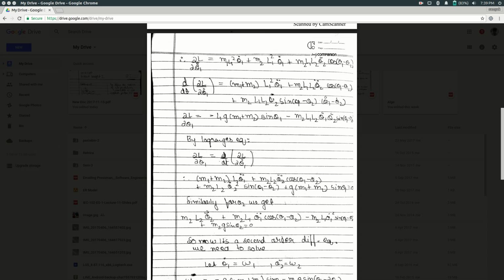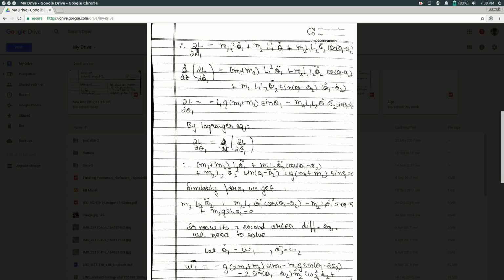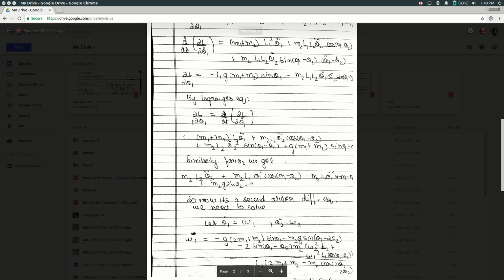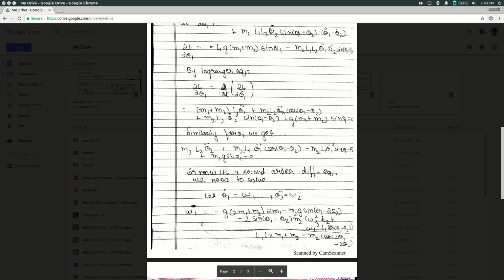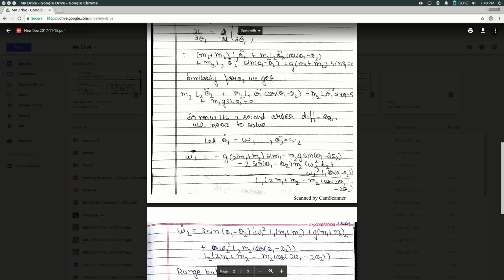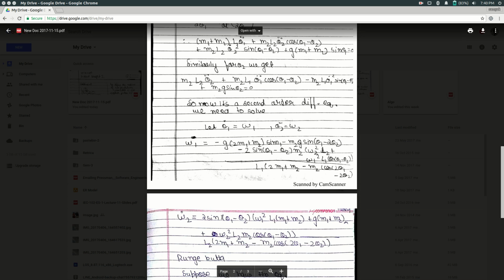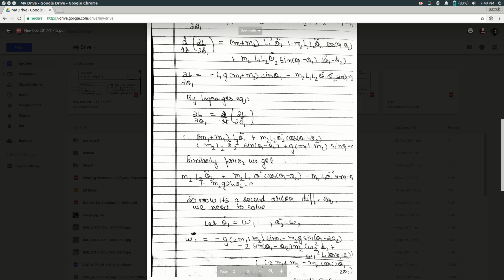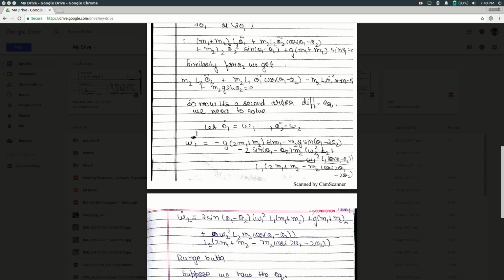As you can see, this is a second order differential equation. So what we need to do now is solve this equation like any linear equation. Let's suppose that theta 1 dot is omega 1 and theta 2 dot is omega 2, the angular speeds for the two bobs. Now solving these two equations and getting omega 1 dot and omega 2 dot out of them, we get omega 1 dot equals this huge equation and omega 2 dot equals this huge equation. So we have a total of 4 differential equations in terms of theta 1 dot, theta 2 dot, omega 1 dot and omega 2 dot.